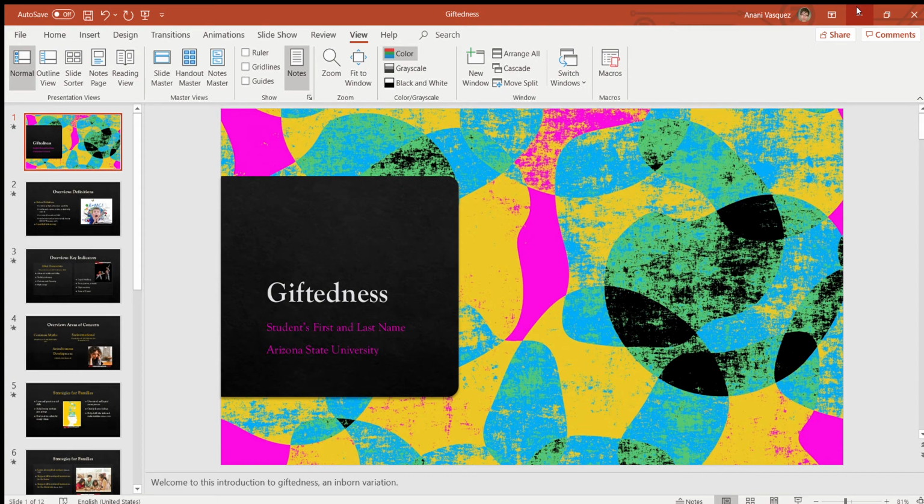Before designing this presentation, I carefully reviewed the assignment directions and the rubric. I used the suggested slide outline on the presentation directions to set up the slides and slide titles. The first slide, the title slide, should have the disability or inborn variation title, your full name, and Arizona State University. I then used the suggested slide outline and created 2 overview slides, 2 strategy slides, 2 resource slides, and a reference slide. I later adjusted this a little bit.